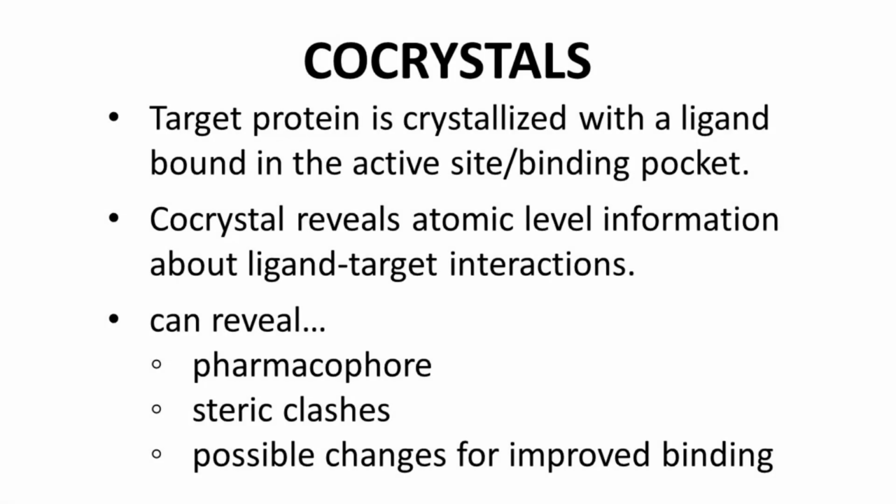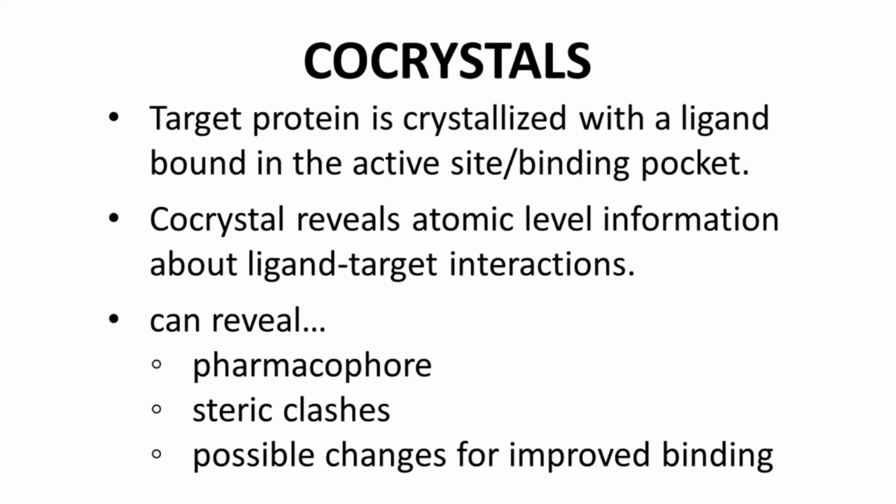Even more useful than a crystal of the target protein is a cocrystal. A cocrystal can form when the target protein is crystallized from a solution that also contains the ligand that binds to the protein. With the ligand, which could be a hit or lead, held in the active site or binding pocket, researchers can visualize atomic level detail of target-ligand interactions. With a cocrystal, researchers can identify the pharmacophore of a hit or lead, steric clashes that might be reducing potency, and opportunities for additional substitutions that may improve binding.